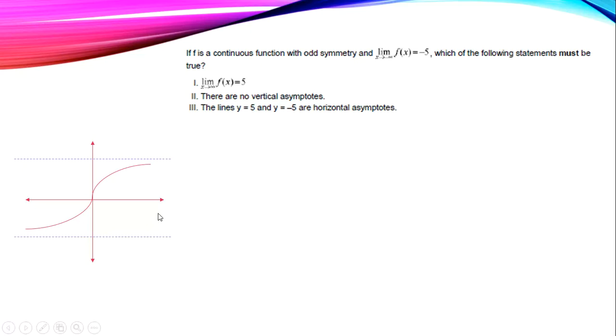Here that is. Then I took these three statements and checked whether they apply. If I go to negative infinity and get negative 5, it means I can't go past that line, so there has to be a horizontal asymptote there. And if we have odd symmetry, that means at the top there also has to be a horizontal asymptote. Now, if it's a continuous function, we know there are no vertical asymptotes. So we have y equals 5 and y equals negative 5 as horizontal asymptotes. In this case, all of my statements are true.